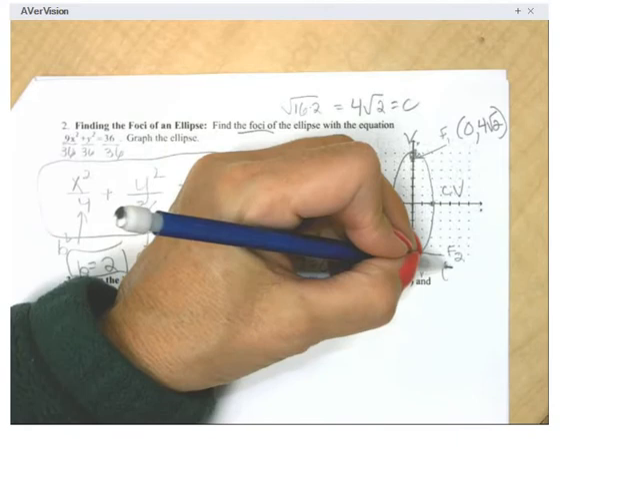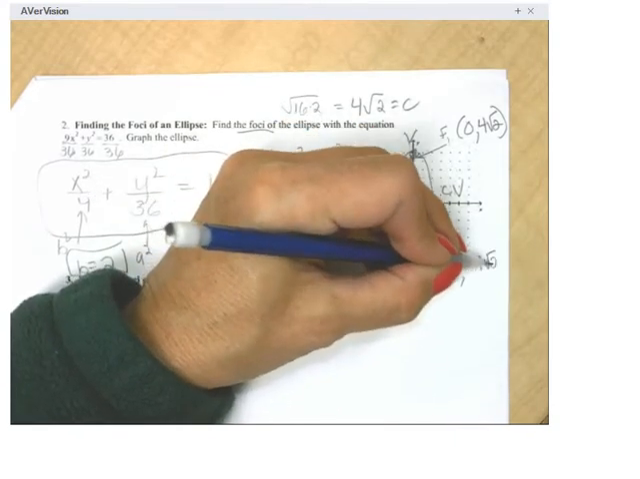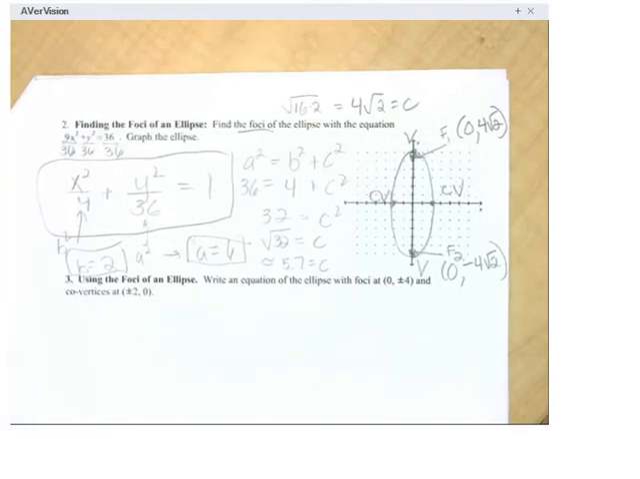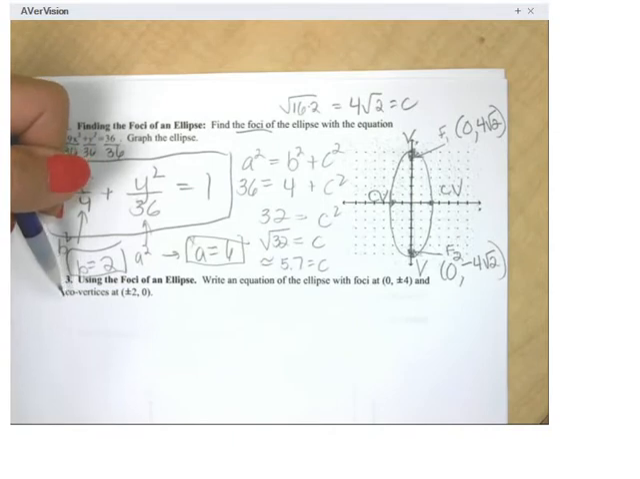and then I would move down to this point, and there would be my other focal point, or my two foci. X-coordinate is still 0. The y-coordinate this time would be negative 4 times the square root of 2.